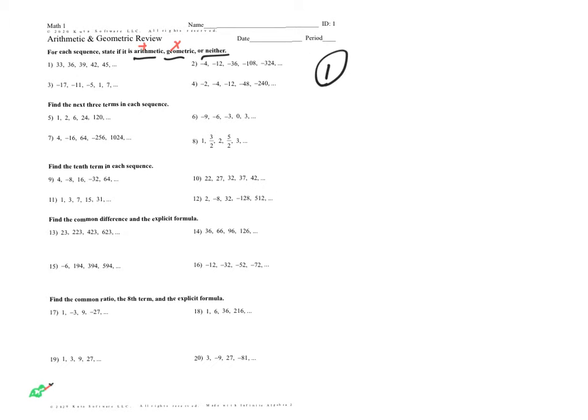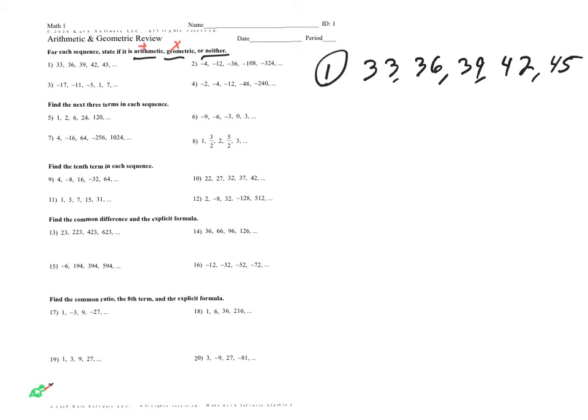Also keep in mind that repeated addition for arithmetic can be adding a negative number over and over. It can be adding a positive number or adding a negative number. Same thing with geometric. It can be multiplying by a positive or multiplying by a negative number over and over again. So we're going to go through this and run a test for number 1. Number 1 says it's 33, 36, 39, 42, and 45.